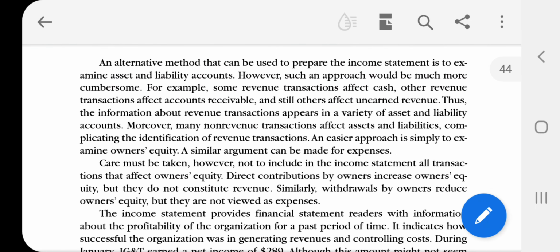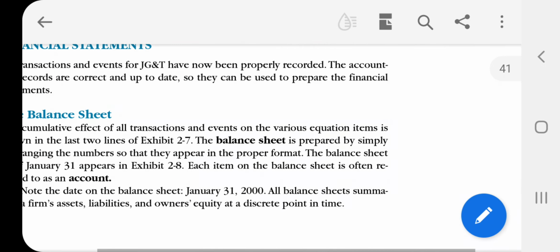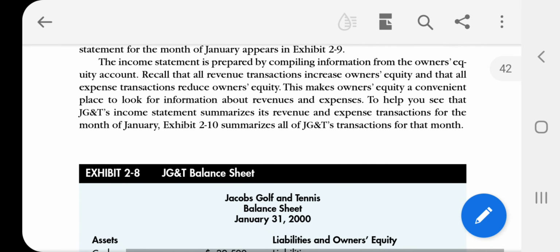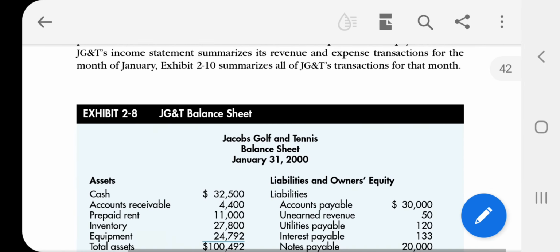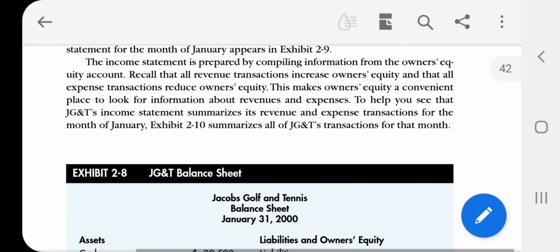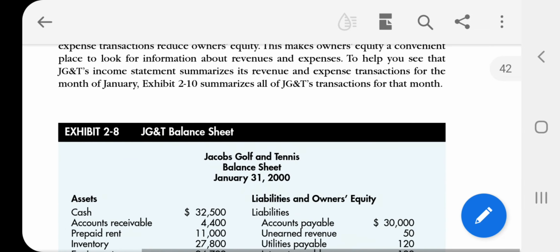An alternative method that can be used to prepare the income statement is to examine assets and liabilities. As we said before, there is a way of doing it by examining the owner's equity account and realizing that all revenue increases go to income, and all expense transactions will be reductions. Expense transactions reduce owner's equity, while all revenue transactions increase owner's equity.